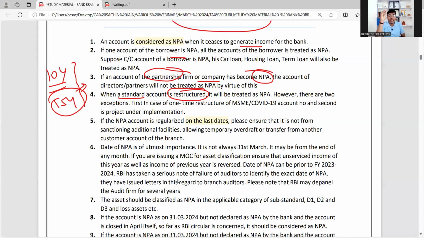So when you visit the branch or when you demand the documents, at that time you also demand one text file regarding restructuring of the accounts.